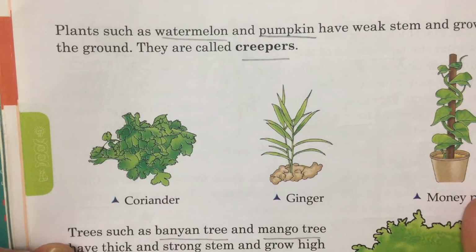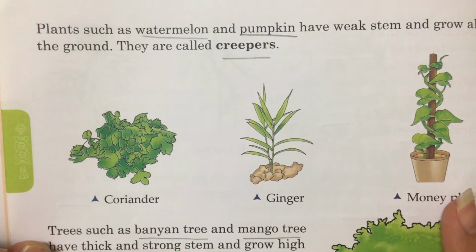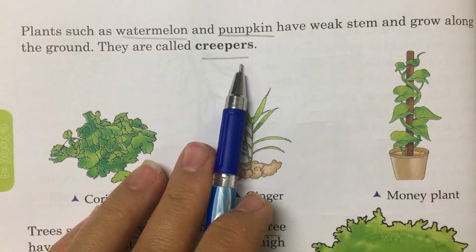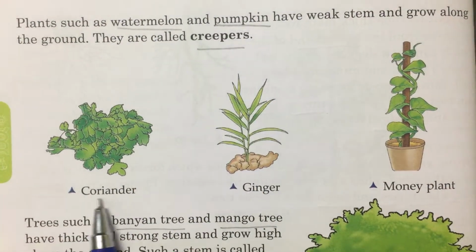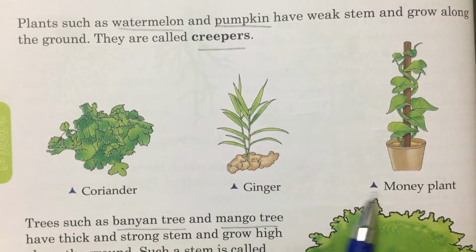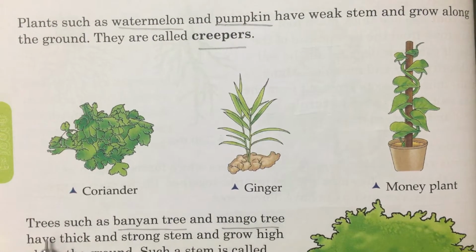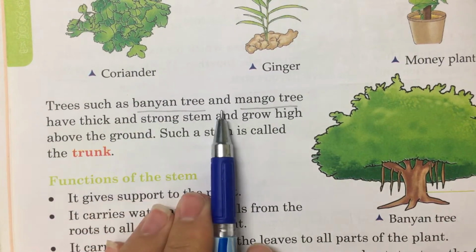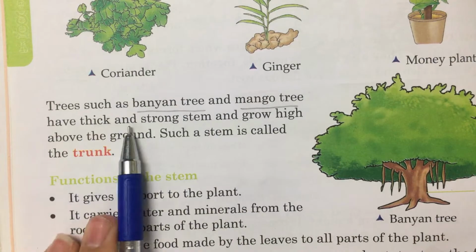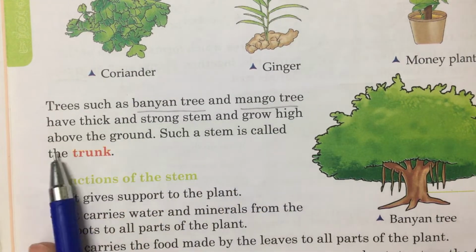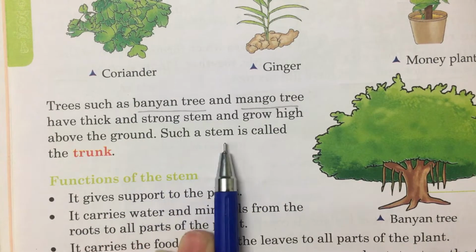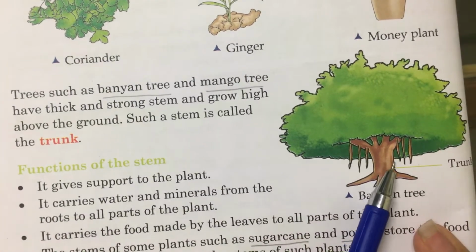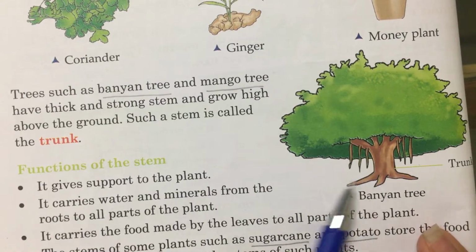Plants such as watermelon and pumpkin have weak stems and grow along the ground. They are called creepers. In this picture, you can see the coriander leaves, the ginger, and the money plant. Trees such as banyan tree and mango tree have thick and strong stems and grow high above the ground. Such a stem is called the trunk. So now you can see here, this is the trunk of a banyan tree.